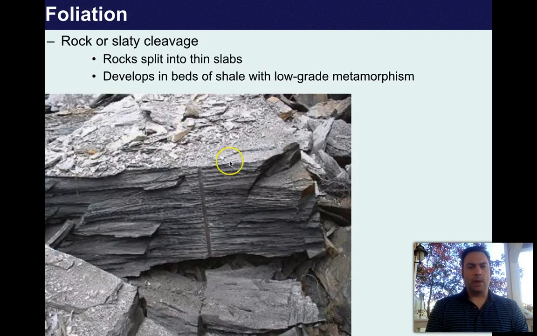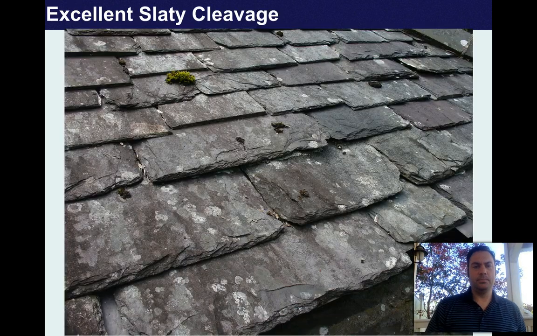So here we see some rock with slaty cleavage. So the rock can actually break just like slate. This is exactly slate. And this is where rocks split into thin slabs and develops in beds of shale with low-grade metamorphism. So this is a low-grade metamorphic shale called a slate.